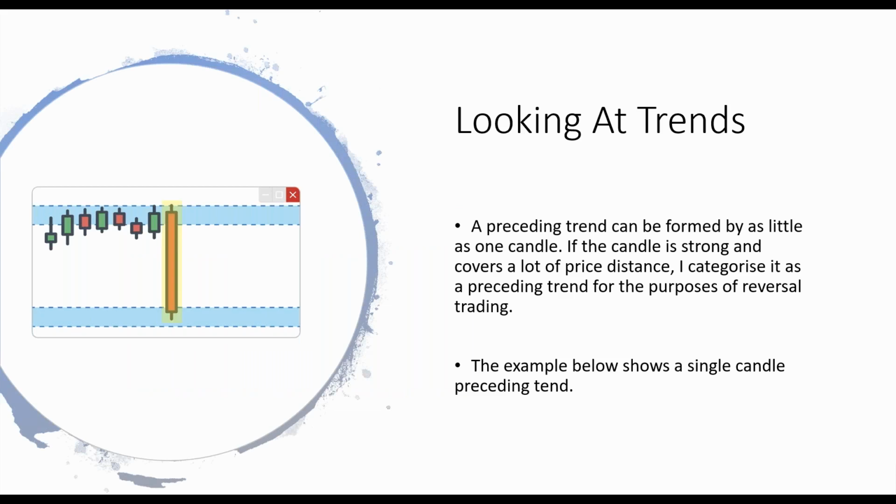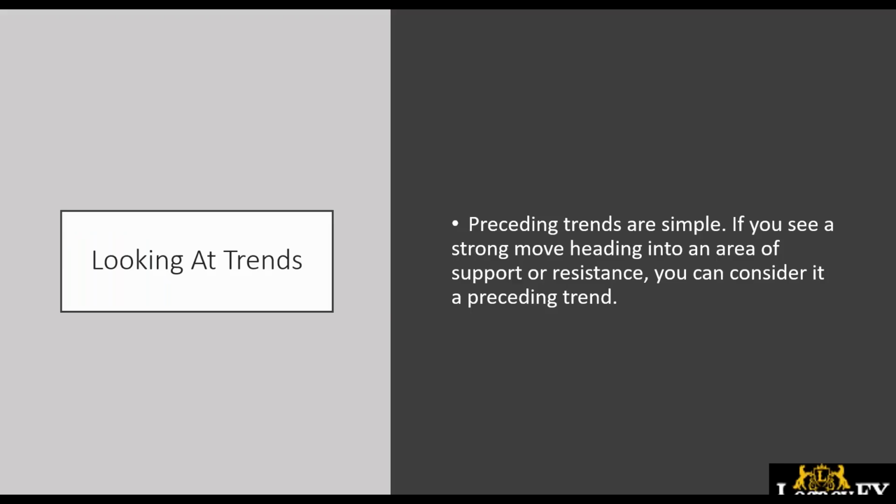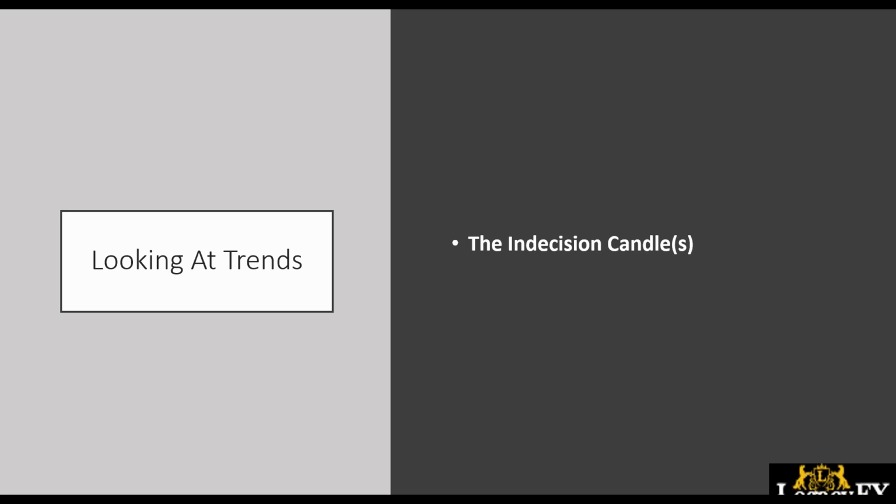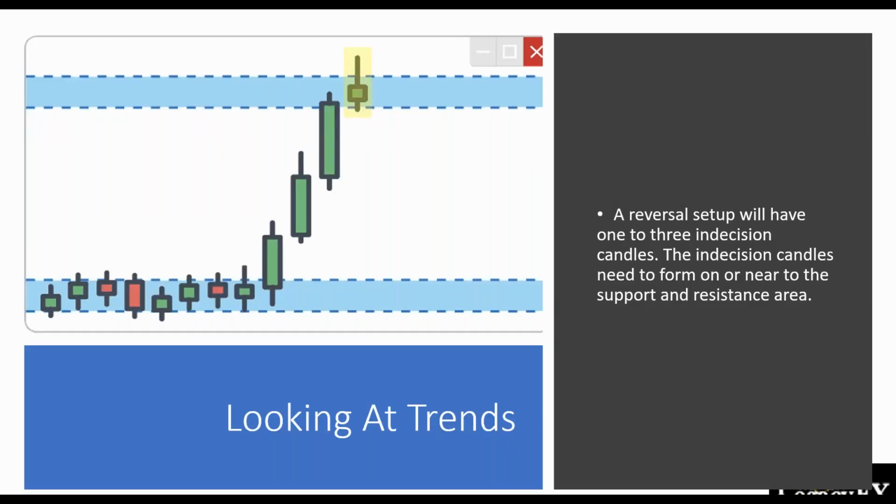Now, a preceding trend can be formed by as little as one candle, but I don't ever use one candle because a lot of times you have some crazy market stuff. I say 3 candles. 3 candles giving us a solid move in its particular direction. It can be 4, it can be 5, it can be 6. Now, the preceding trends are simple. This is not trend lines. This is just a move. If you see a strong move heading into an area of support or resistance, you can consider it a preceding trend. Then you're looking for the indecision candle.